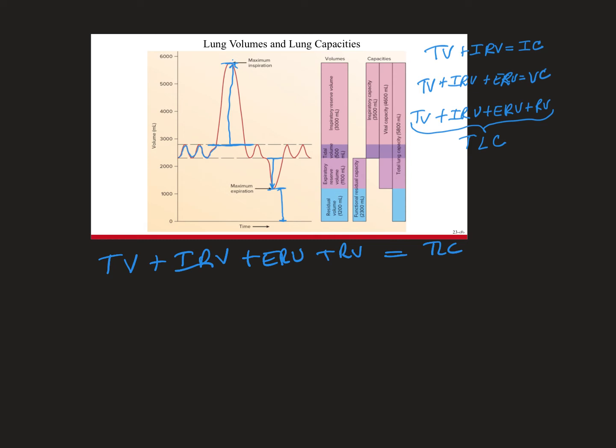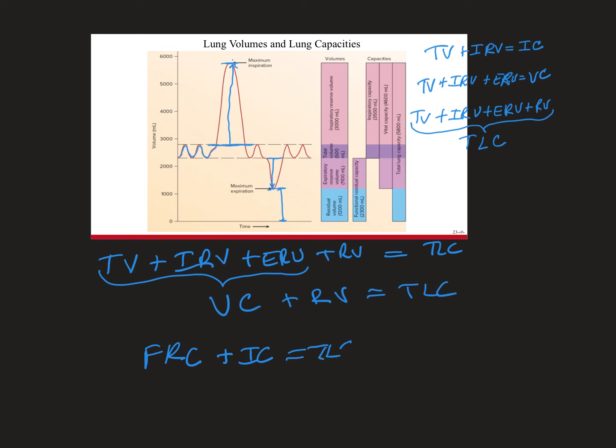Oh, that's vital capacity plus residual volume. Yes. These are vital capacity plus residual volume equals total lung capacity. Okay. I could also do functional residual capacity plus inspiratory capacity and get total lung capacity.